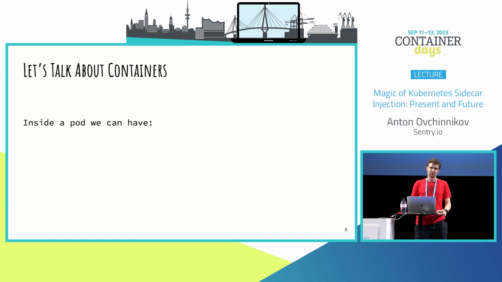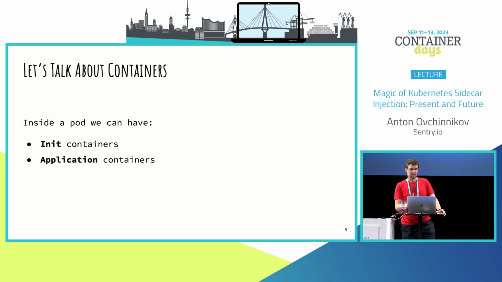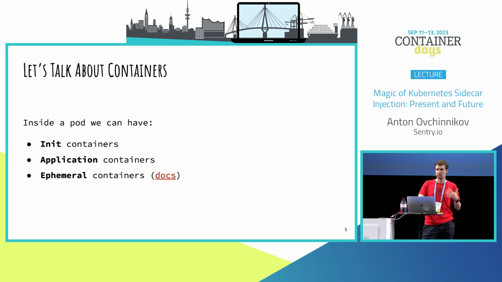So inside a pod, as you know, we can have more than one container, but there are different types of containers we can run. First of all is an init container, right? Init containers are those that run to completion before the regular container starts. And init containers are used mostly for initialization, that kind of stuff. Application or regular containers are containers where you run actual useful workloads, like your application workload, and those normally run in parallel.